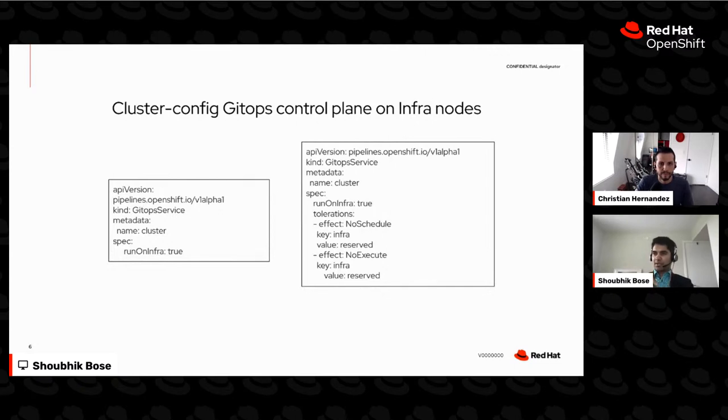In general, we have something called the GitOps service resource, which gets bootstrapped for all of you on your clusters all the time. You probably just haven't checked it. But if you go there, you will see there's a resource called GitOps service cluster that is on your clusters already. If you have installed OpenShift GitOps, you can now put run on infra true after attaching the right labels on your nodes, and it's going to move your workloads onto that node. Further, if you have toleration set up, you could even specify that on that resource. This will only impact your cluster config GitOps instance, for obvious reasons.